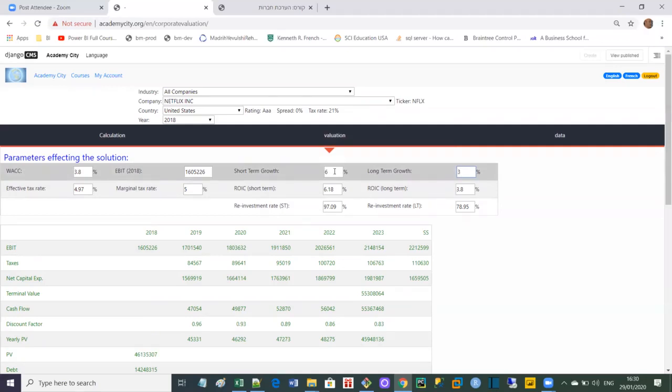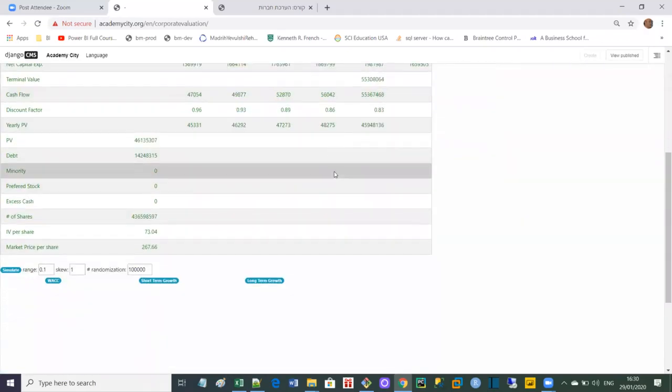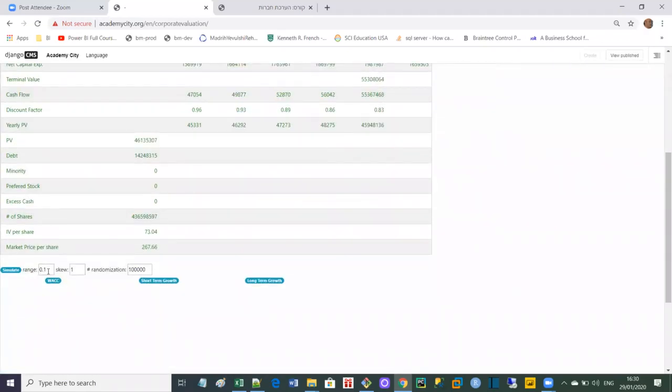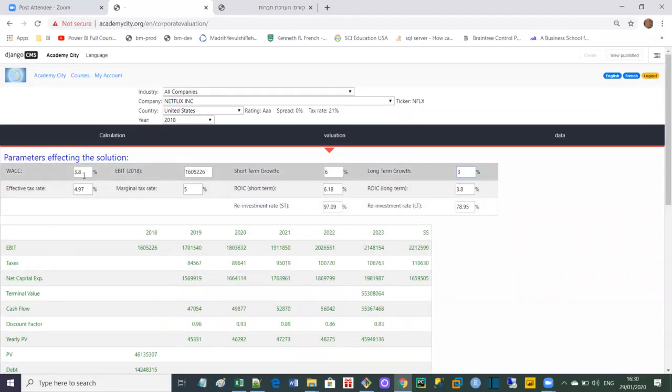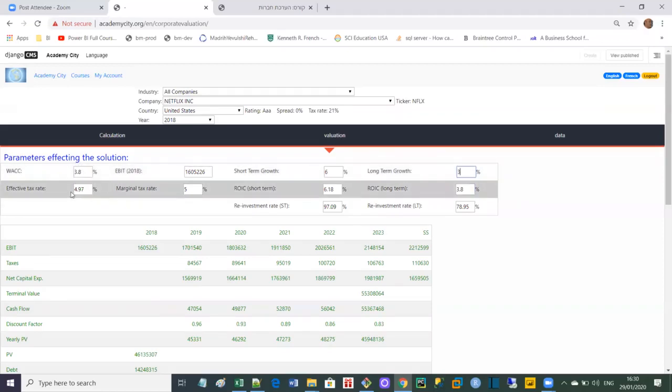And the numbers I get are based on my assumption that the range will be plus or minus 10%. Some things will be about the 3.8. The values in between will follow a normal distribution between those two values, for every number, the effective tax rate, and all the rest, okay?